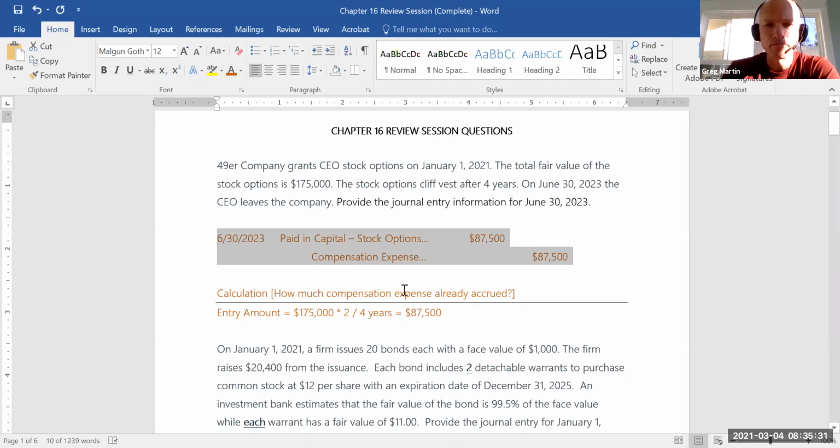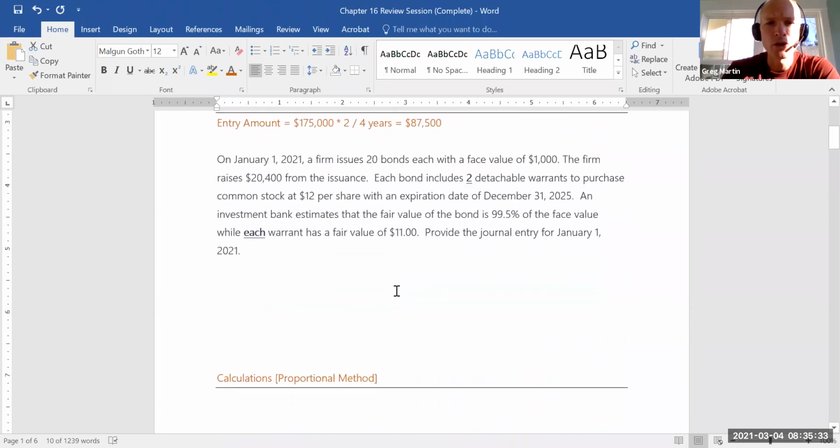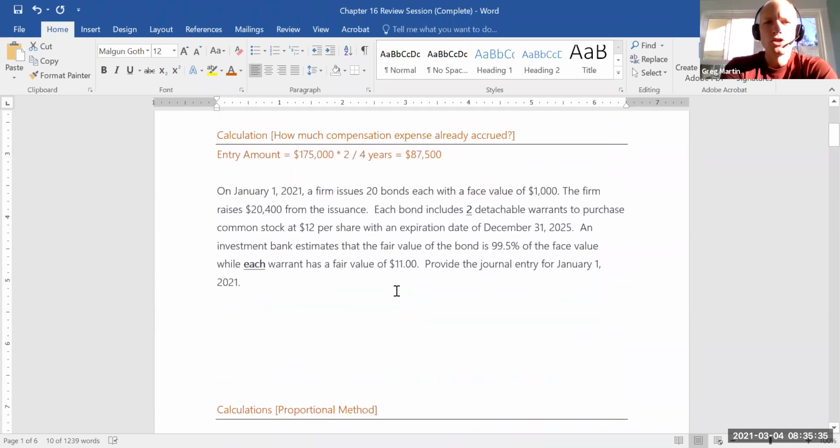All right, let's move on to the next one. On June 1st, 2021, a firm issues 20 bonds, each with a face value of $1,000. The firm raises $20,400 from the issuance. Each bond includes 2 detachable warrants to purchase common stock at $12 per share, and those warrants have an expiration date of December 31st, 2025.